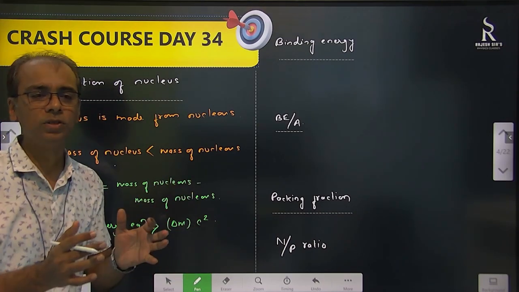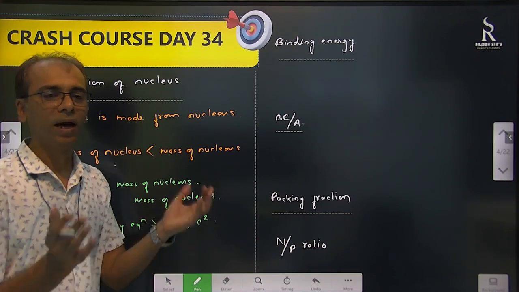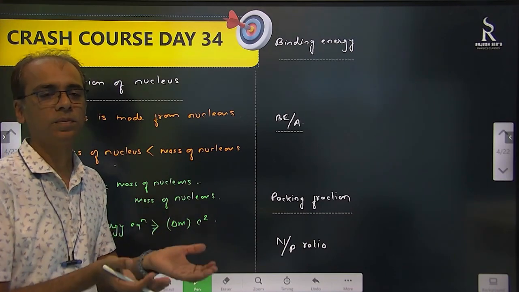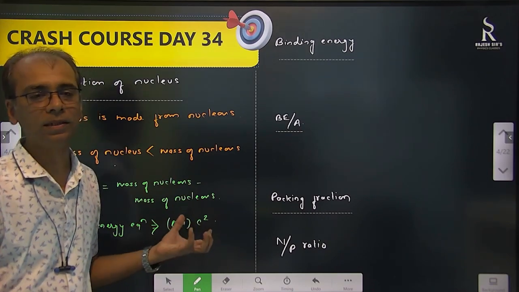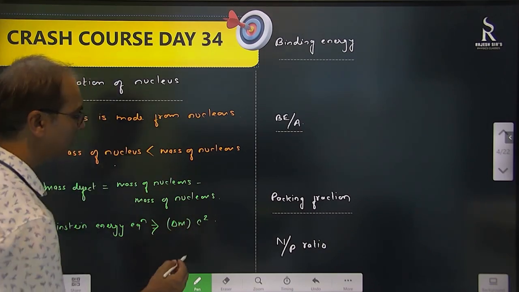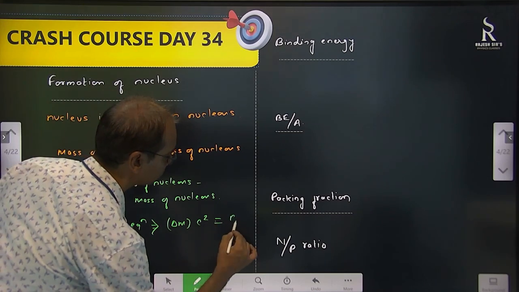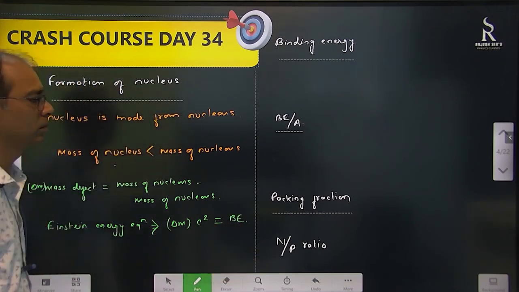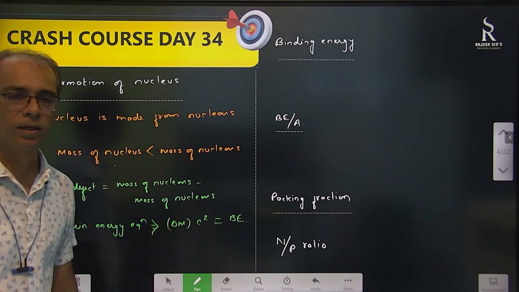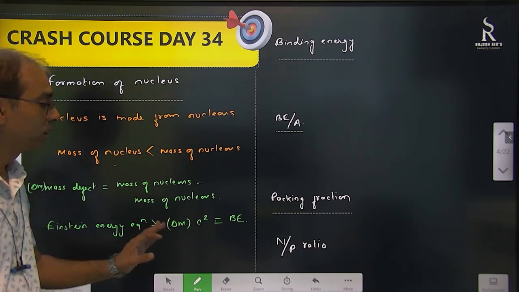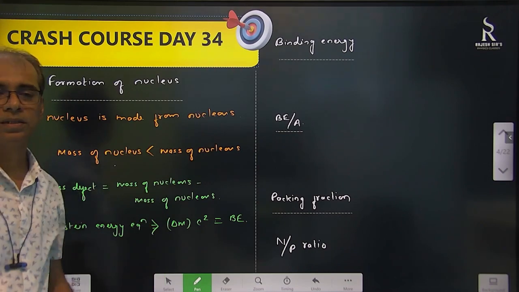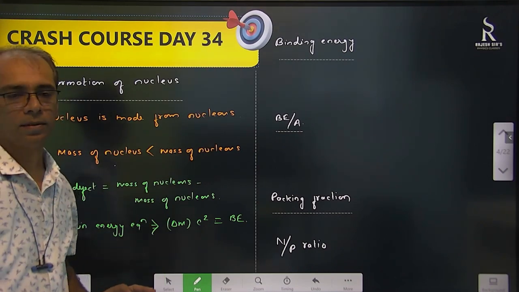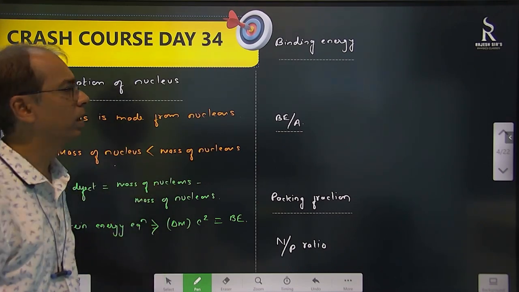When you are bringing these two particles together, mass became less. So where is that mass gone? Converted into energy. So this energy basically is binding these nucleons together. So we said that this is binding energy. Okay, and what is this binding energy? This is the energy which binds these nucleons together.